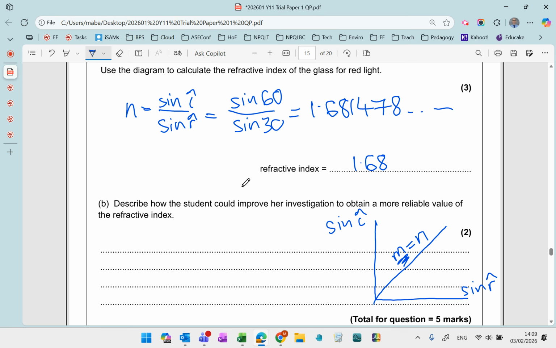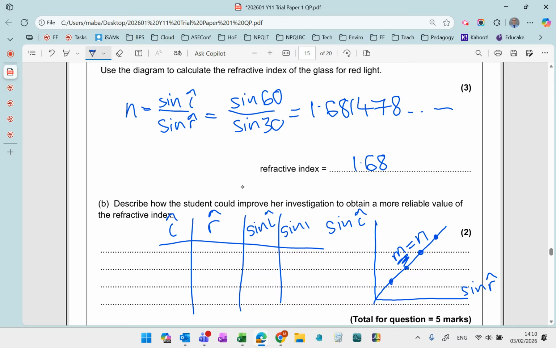So if that's the point that we're trying to get to, then we need to work backwards from that. To be able to plot this graph, we're going to need to get some values of sine i and sine r, which means we're going to have to get ourselves a data table. We're going to have to measure some different values of i, some different values of r, and calculate sine i and sine r to be able to plot that graph. So an idea of varying the angle of incidence and then plotting a graph of sine i against sine r, and then the gradient of that graph being the refractive index.